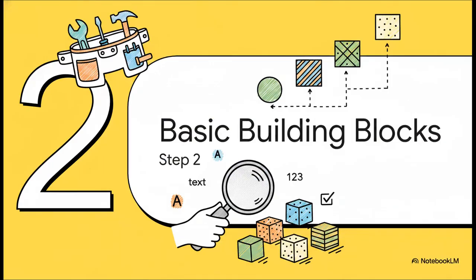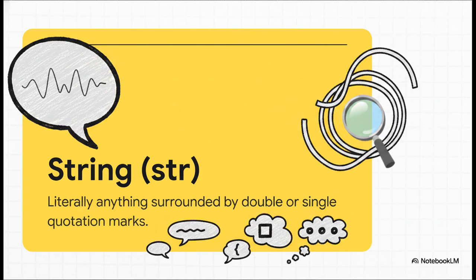Moving on to Section 2, the basic building blocks. First up in our tool belt is the string. This is our go-to tool for handling text. Whether you type a word like hello, a full sentence, or honestly even just the number 4 inside those quotation marks, Python treats it all exactly the same, as a string of text characters. It's essentially the primary way we communicate back and forth with the user.